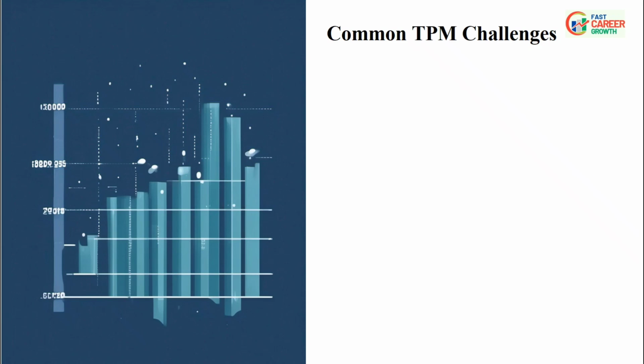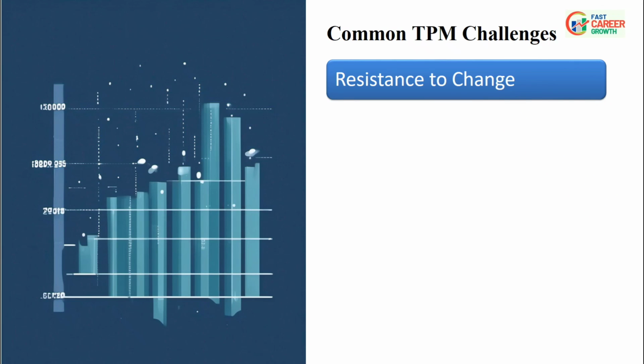Resistance to change. Explain that resistance to change is a natural human reaction, but it can be addressed by involving employees in the process, communicating the benefits of TPM, and providing the necessary training and support.